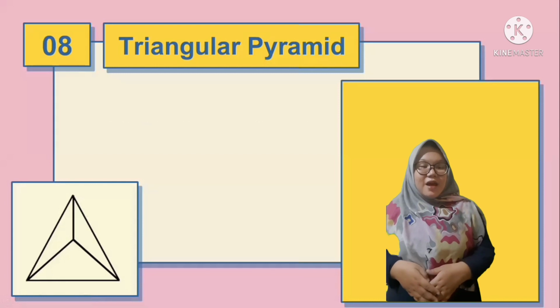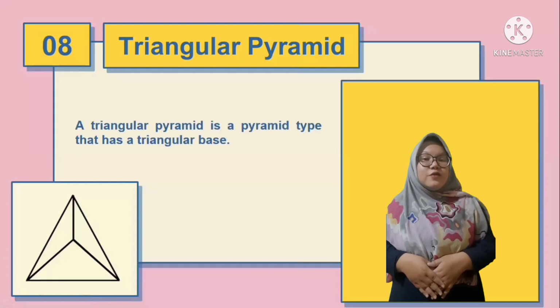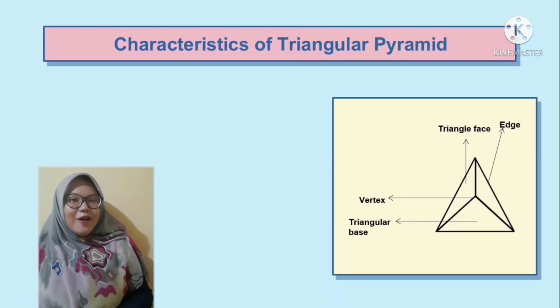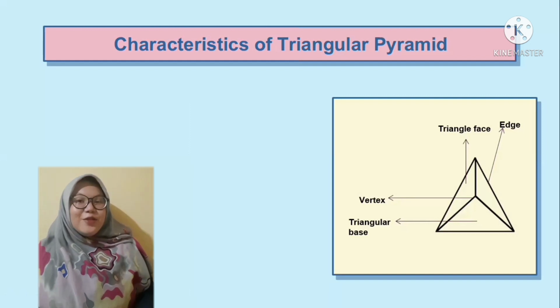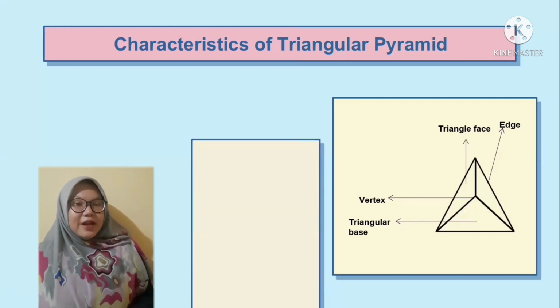Triangular pyramid. A triangular pyramid is a pyramid type that has a triangular base. Characteristics of a triangular pyramid. Do you know the characteristics of a triangular pyramid? Okay, I will tell you guys.